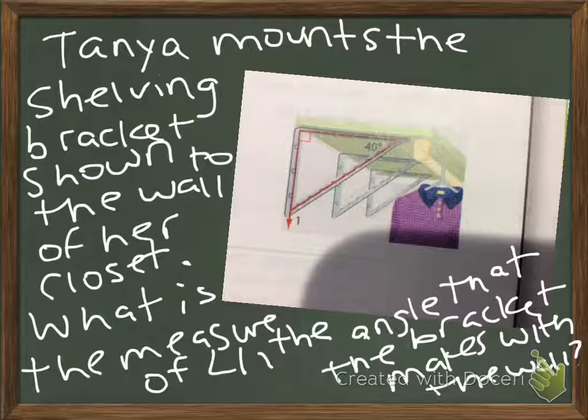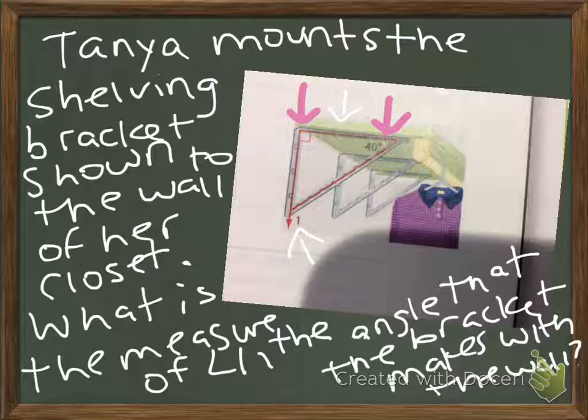So here's an example of an exterior angle, angle 1, in this mounting bracket. Tanya mounts the shelving bracket shown to the wall of her closet. What is the measure of angle 1? The angle that the bracket makes with the wall. So this right here. Now it gives us the angle 40 degrees and 90 degrees with the right angle symbol here.